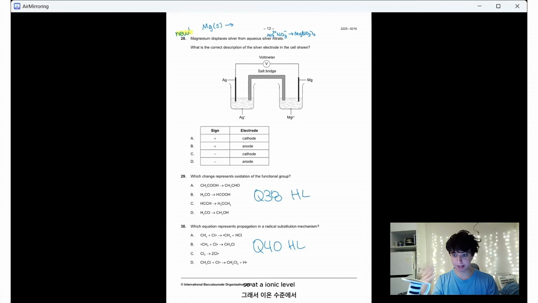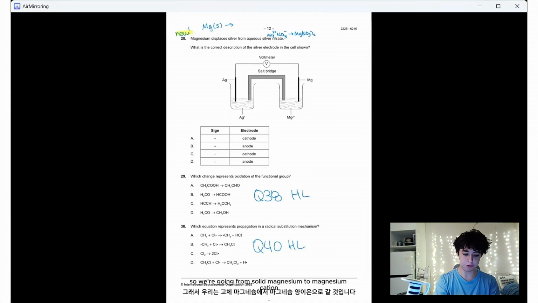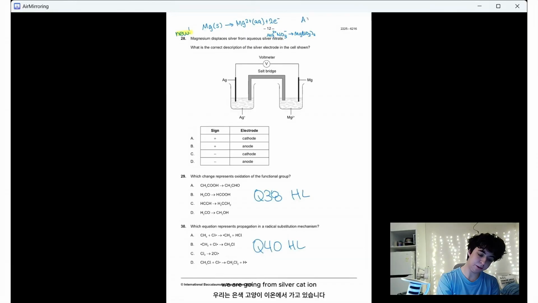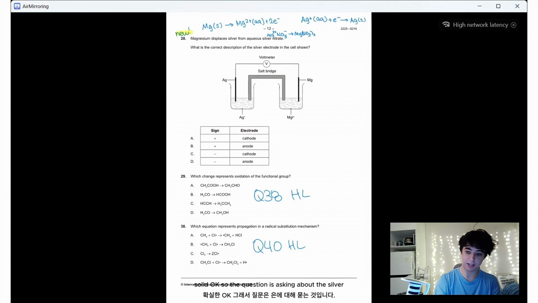So at an ionic level, we're going from solid magnesium to magnesium cation plus 2 electrons. Okay, so that means with silver, we are going from silver cation, because it's with the nitrate at first, plus 1 electron to silver solid. Okay, so the question is asking about the silver. We're going to zoom in on that silver equation, right?